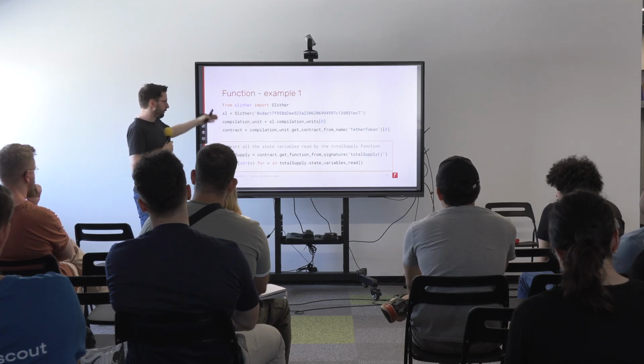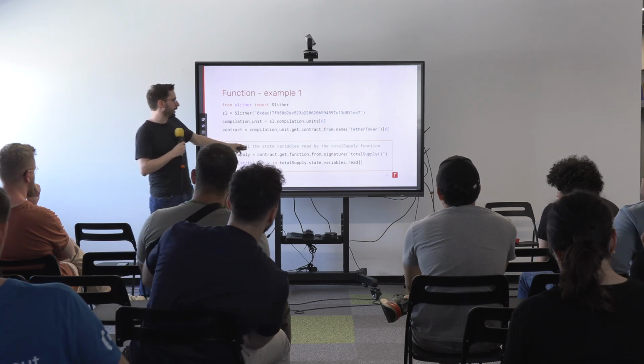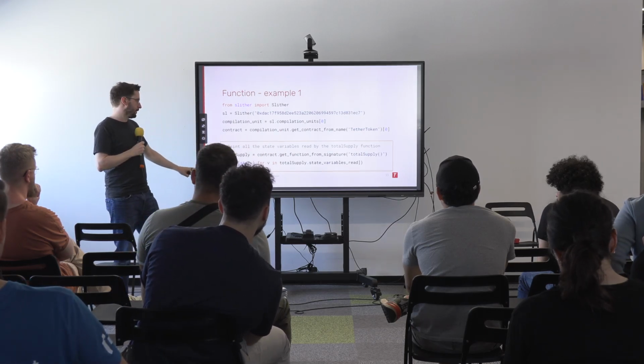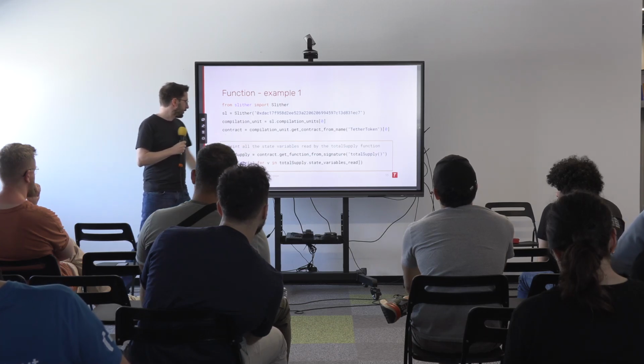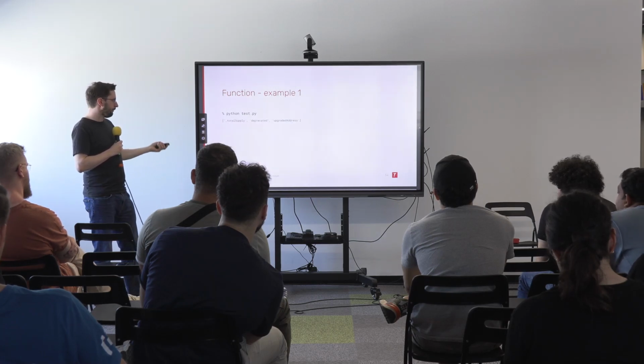Same example as before, we load USDT, and here we are going to print all the state variables that are read by the total supply function. So we load the total supply function, and we just print state variable read. Pretty straightforward.